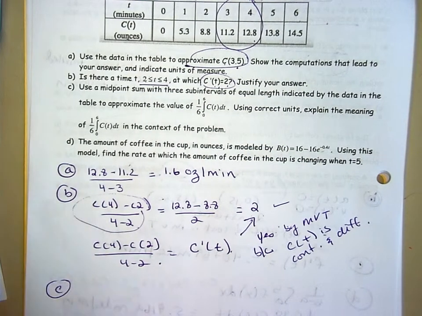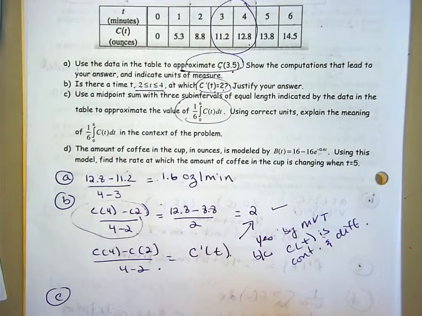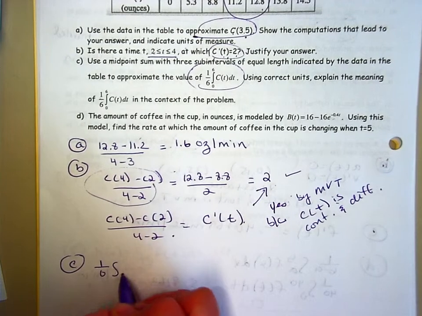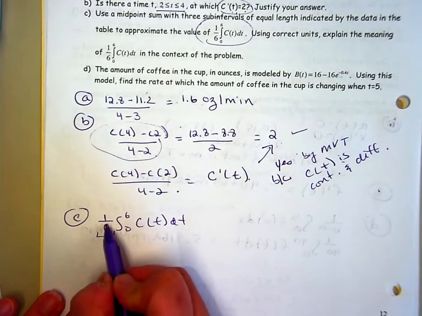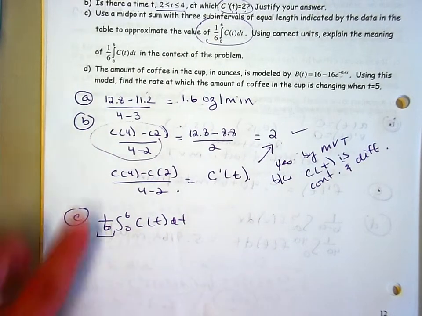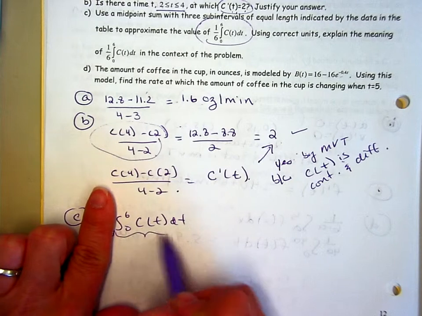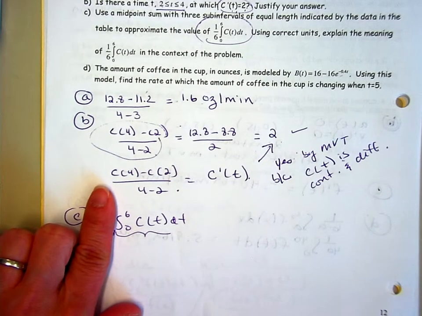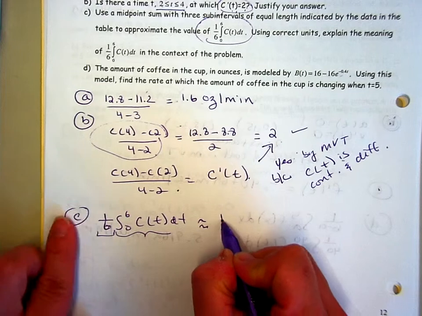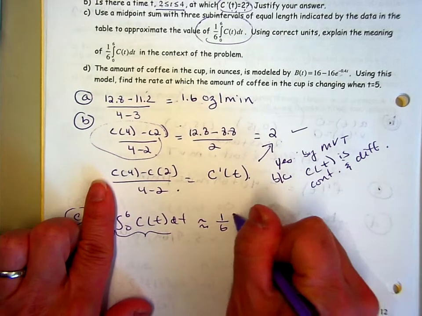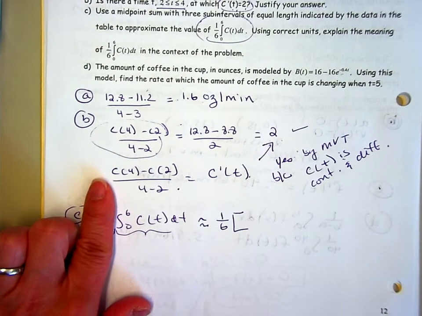Okay, part C. Use a midpoint sum again to approximate this integral. Okay, so I'm trying to figure out what this is. This 1/6 in the front is just a constant multiple, which is going to give us the average. I am going to use the midpoint sum just to come up with an approximation for that integral. So this is going to be approximately, I'm going to leave that 1/6 out there, and let's use the midpoint sum for the rest of it.